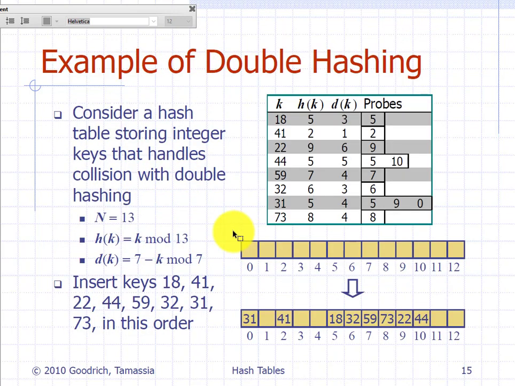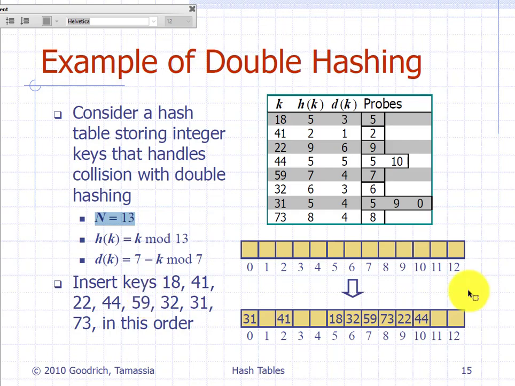Okay, so here's an example of double hashing. Suppose I gave you two hash functions. I gave you h of k, which is just k mod 13, because 13 is the size of the array. And I gave you another hash function, d of k, which is equal to 7 minus k mod 7. And I asked you, with an array of size 13, handling collisions using double hashing, to insert the following keys. I want you to give me the resulting array.